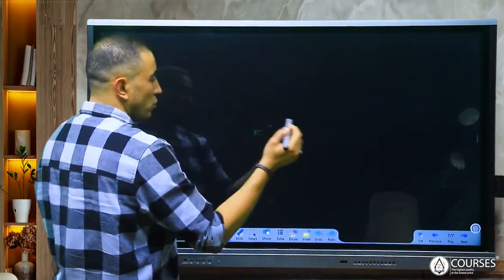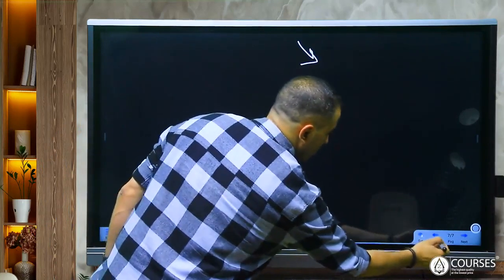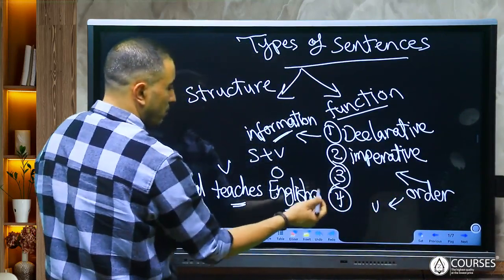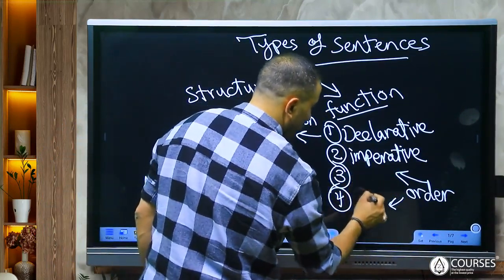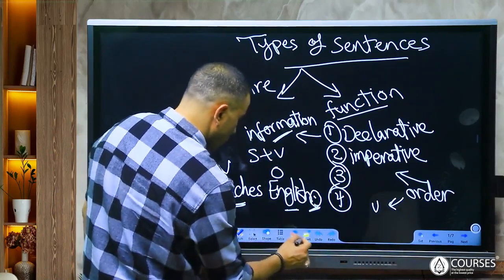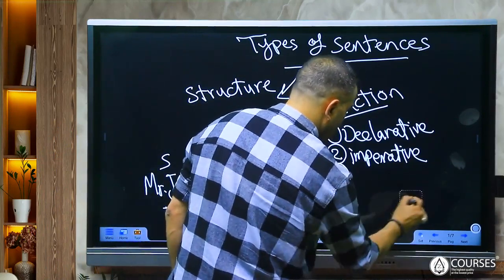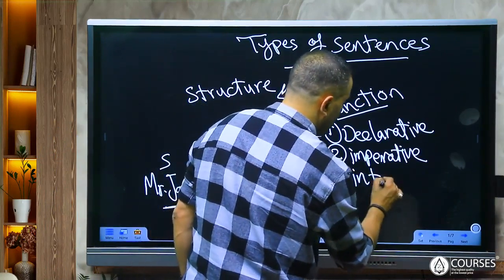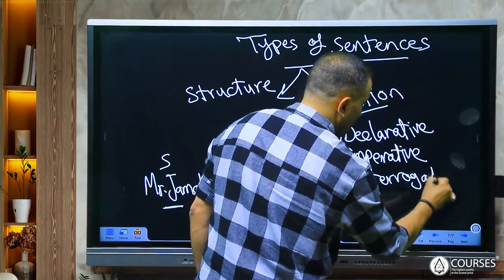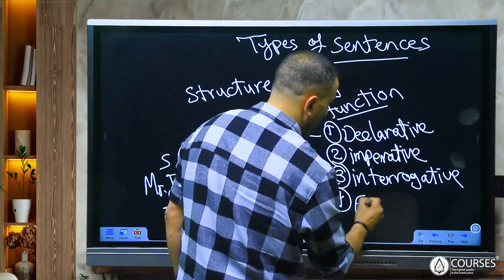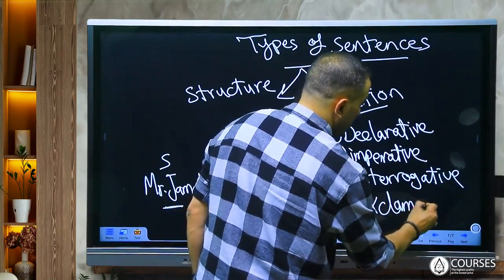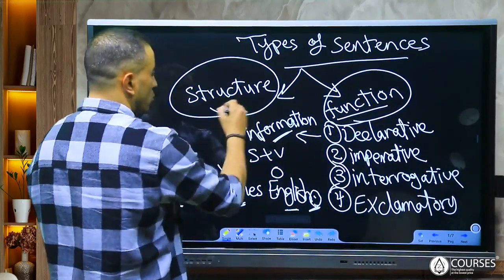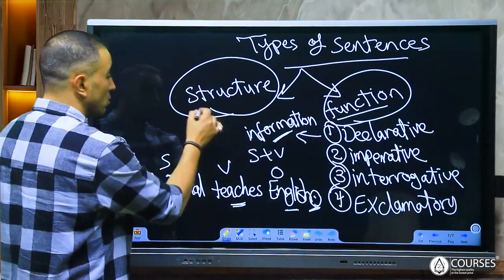So according to function, we got the declarative, as we said. Declarative, imperative, the third one is the interrogative. And the fourth one is the exclamatory. This is according to what? According to the function. According to the structure, we got also four types of sentences.